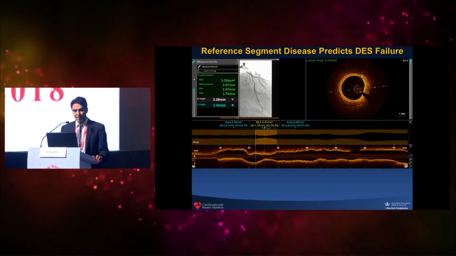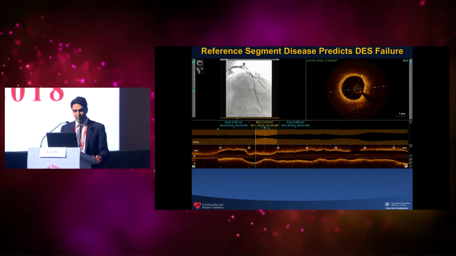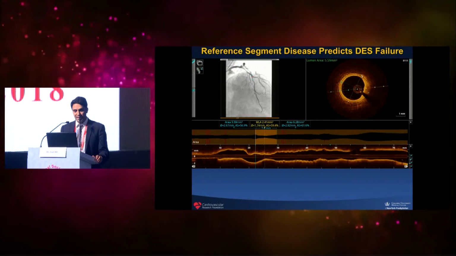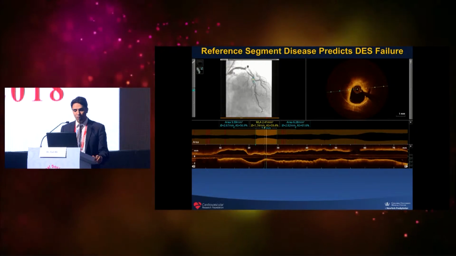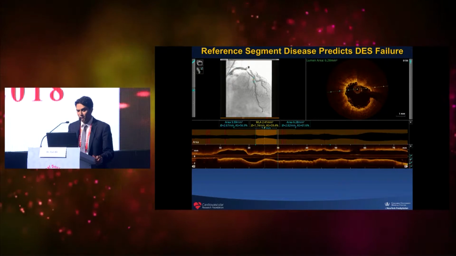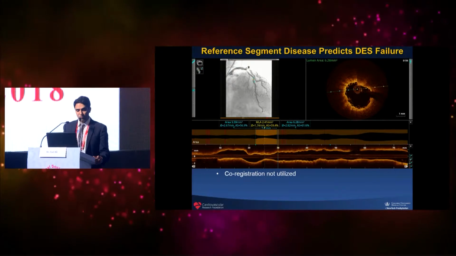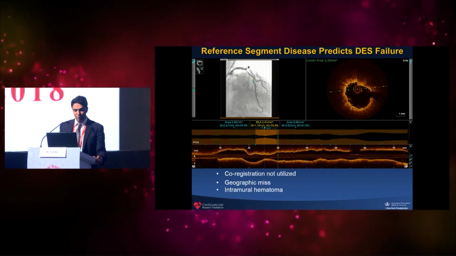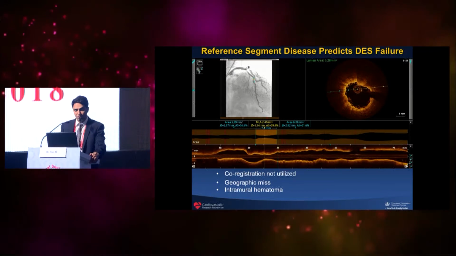And you'll see that, in fact, what this shows is a large intramural hematoma, the result of the implantation of the BVS into the thin cap fibroatheroma. Co-registration was not utilized. It led to a geographic miss, which led to an intramural hematoma.